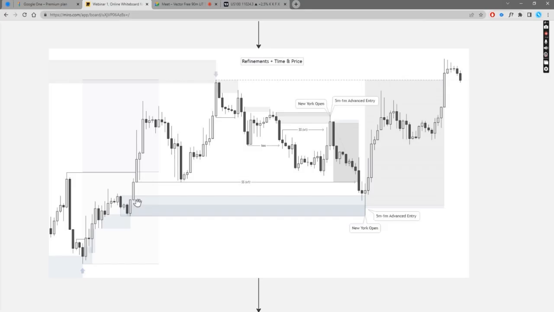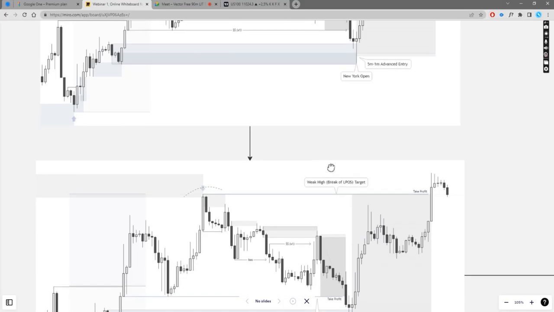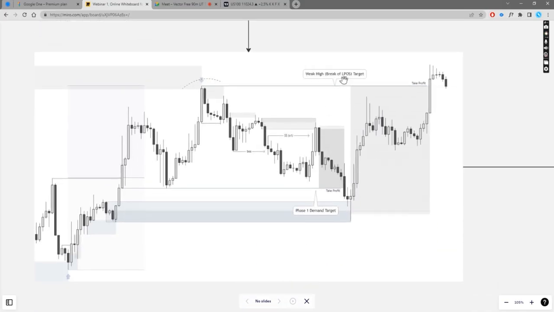But we swept our inducement here. We came and we filled our imbalance with this move here. And then we reacted. We broke internal structure. You can go on a lower time frame, find an entry, and now we can target this one up here. So we can target the weak high. Why can we target the weak high?